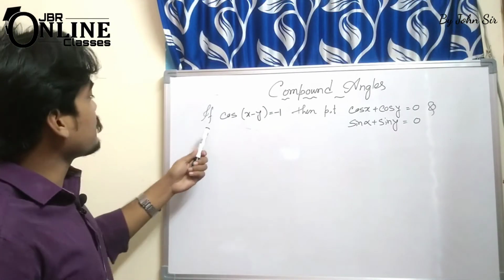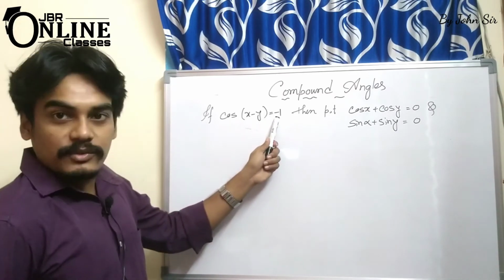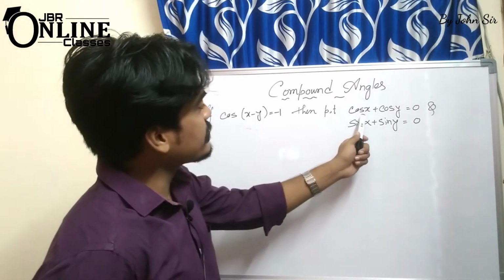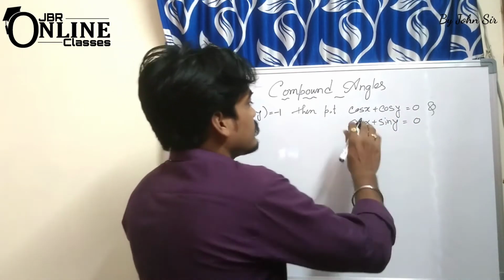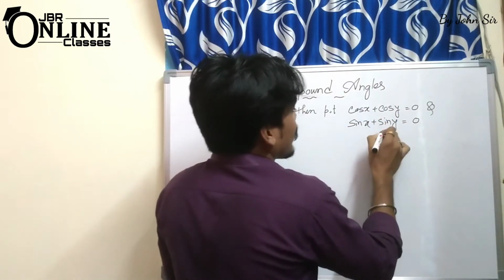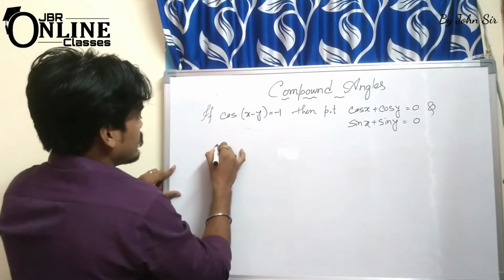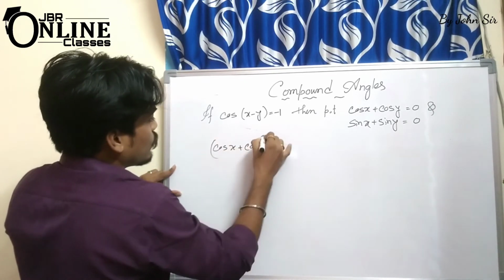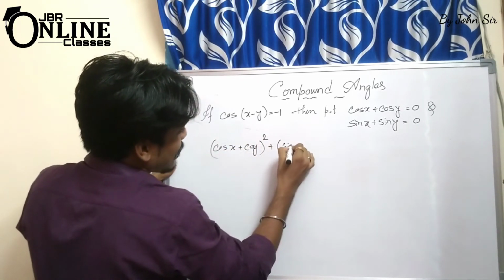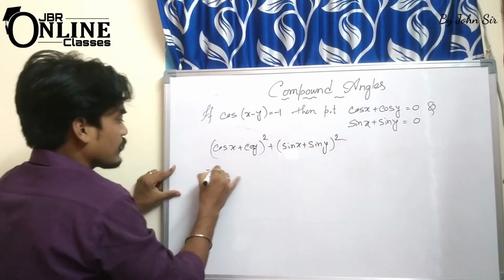So here's another problem. If cos x minus y equal to minus 1, then prove that cos x plus cos y equal to 0, and sin x plus sin y equal to 0. So first you have to write down here cos x plus cos y whole square plus sin x plus sin y whole square. Okay.